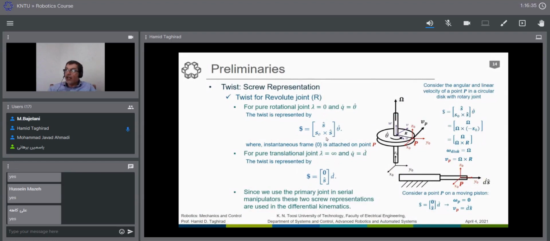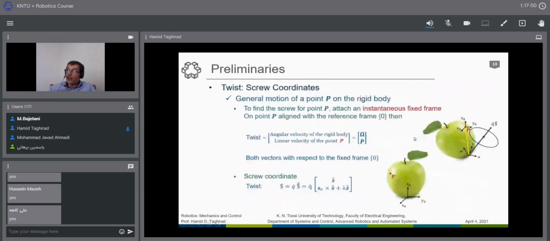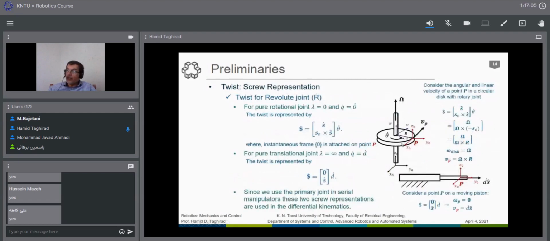So consider that we have a rotation here. We have a fixed frame, x, y, 0, like this. We have a rotation here with theta dot, along this axis, with omega about this angle. If this is the point that is of our interest, we put an instantaneous fixed frame on it, the red one, as we put it on the apple. We put it on this plane, on this point P, and then we use this part for pure rotation.